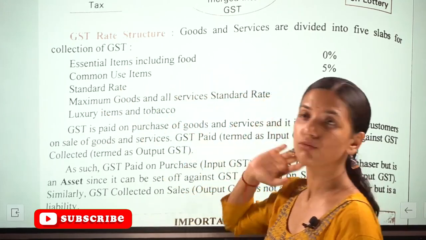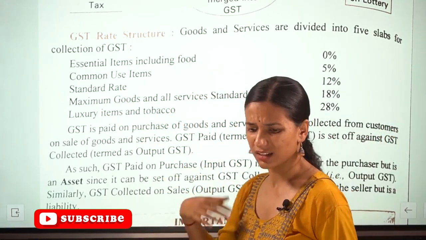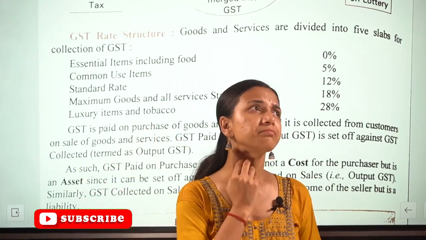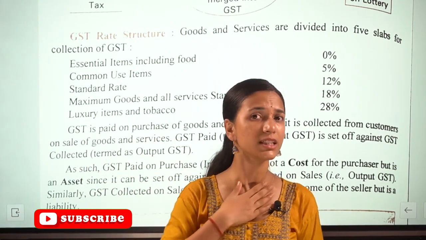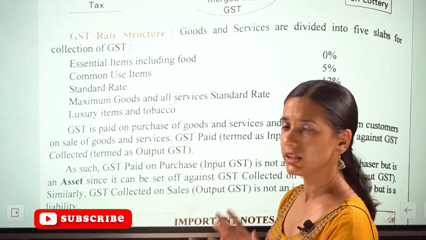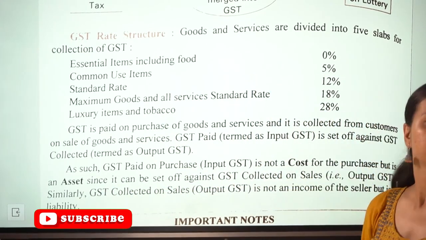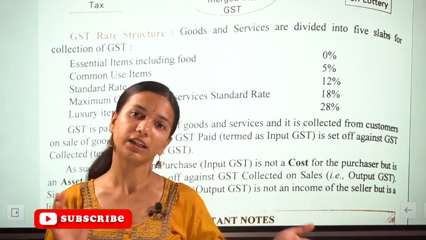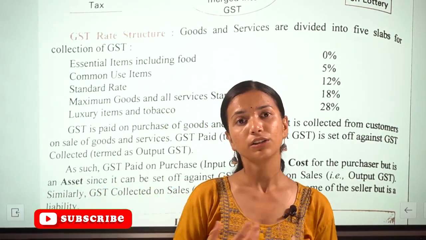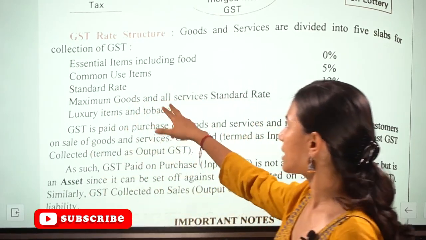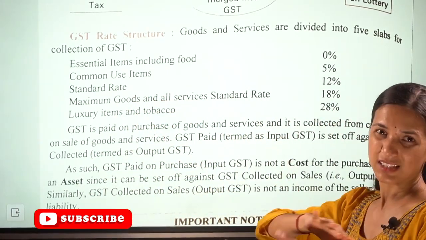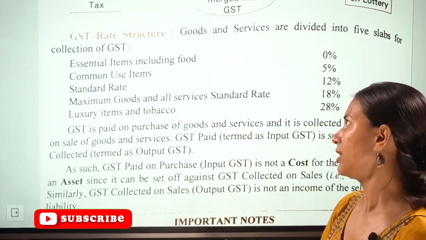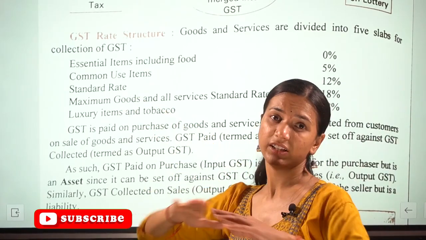Next we have commonly used items, let's say toothpaste, your soap, daily use items. So these things are commonly used, and on these items 5% GST is charged. So only the essential items 0% GST, the commonly used items 5% GST. Next we have the standard rate, that is 12% GST. Next we have maximum goods and all services standard rate, that means the average rate we can say.